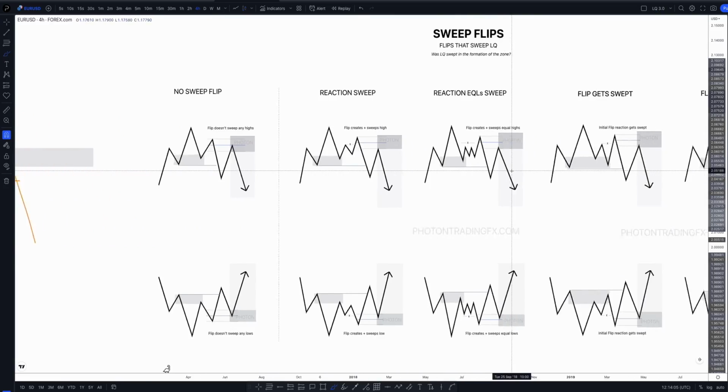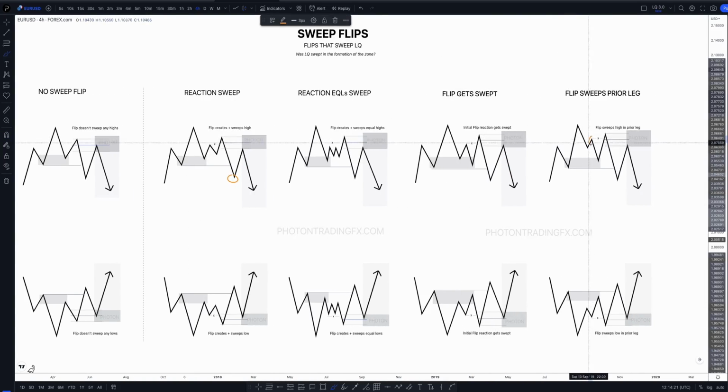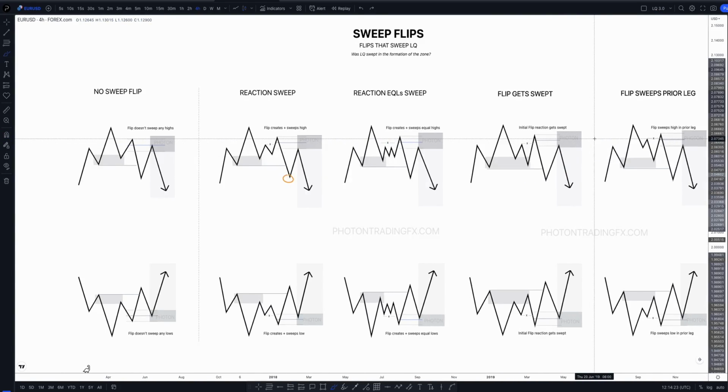But then you get all of these other examples where you're at this point and you're looking at your zone, you've seen that it broke structure, you've seen that it flipped another level. All you're asking is, in this bit here, where the actual flip occurred, was there a high taken? Whether it was within the pullback, like with the first two examples, or the initial reaction gets swept, or there's something in the previous leg. And that's it. That's all you need to look for.